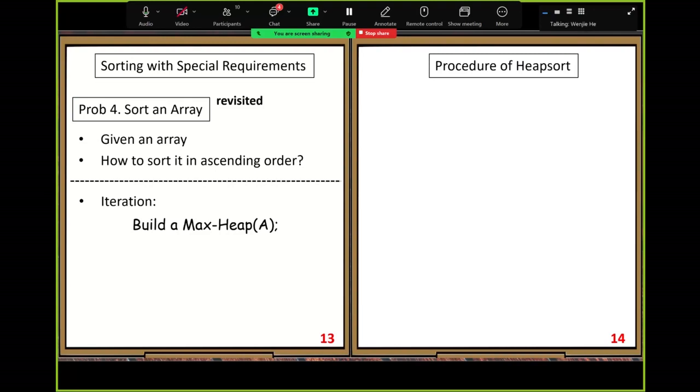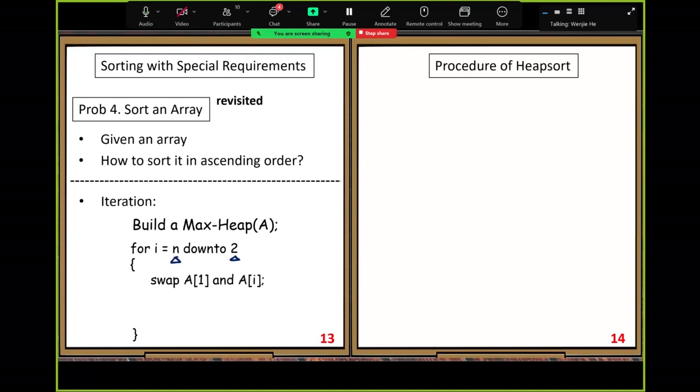Here, first I describe the procedure of heap sort. First, build a max heap. Second, we run a for loop with the counting variable I going top down from n down to 2. We do not need it down to 1, because after we get down to 2, the last element is forced to be in place. After you put n minus 1 elements in place, the last one is forced to be in place, so we're done.